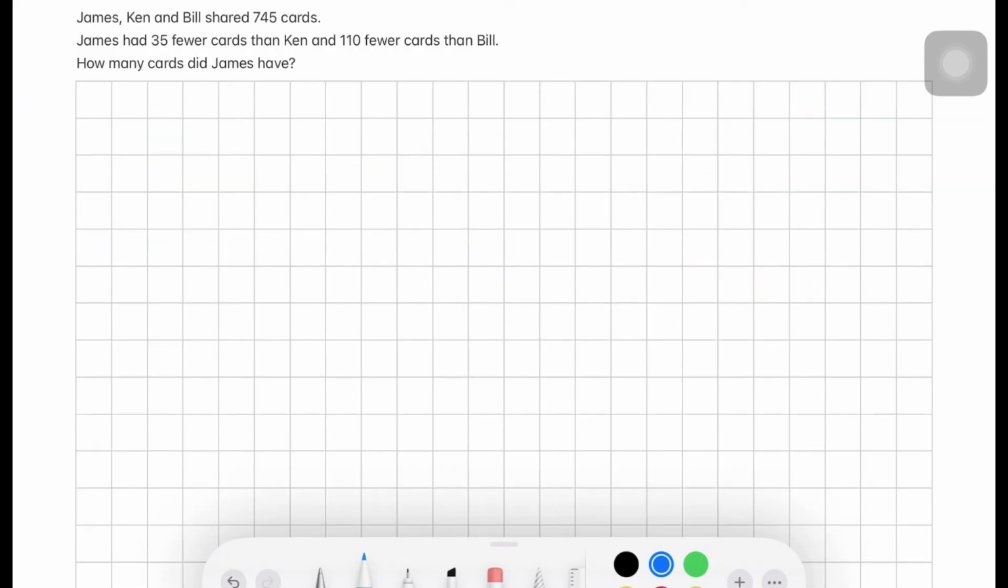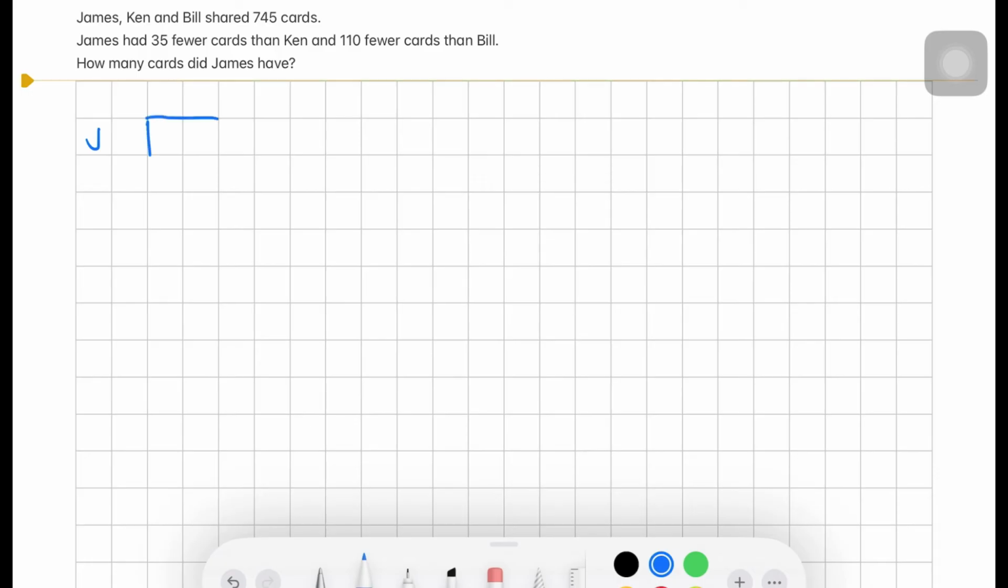Let us try to solve this one last word problem. We have 3 characters in the story sharing 745 cards. James had 35 fewer cards than Ken and 110 fewer cards than Bill. So James's number of cards is being compared to 2 people, Ken and Bill. From reading that sentence, we can say that James had the least number of cards. So let's try to visualize that further in our model.